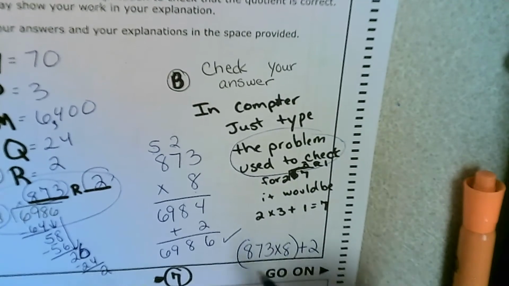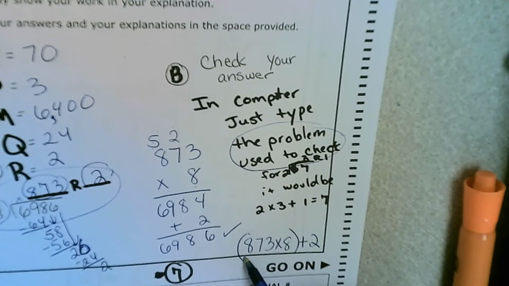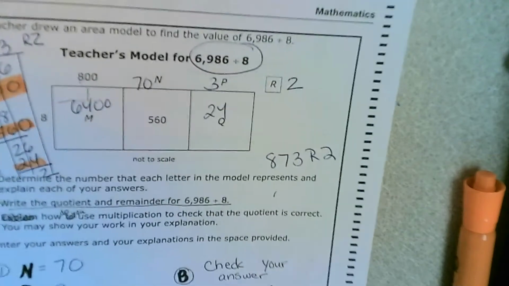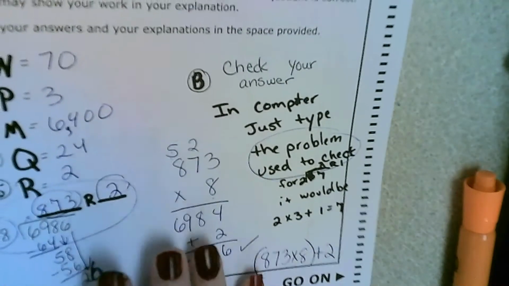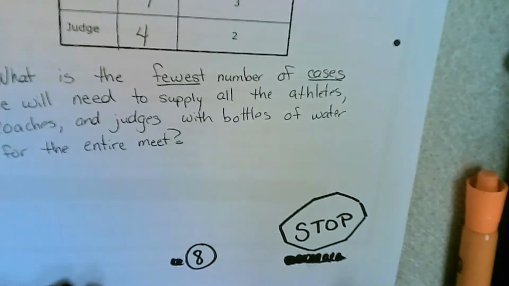Okay, so when we added 2, it gave us our answer. So our actual equation is 873 times 8, then add 2. All right, let's move on to, again, don't fret if you didn't get it, the parentheses. We're just learning that this week. Let's move on to the very last one.